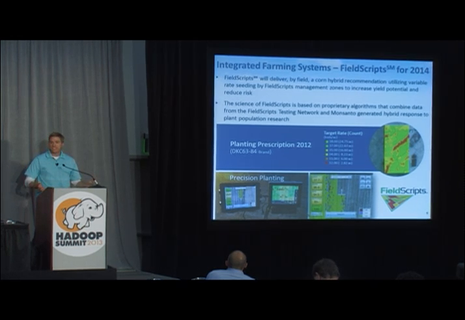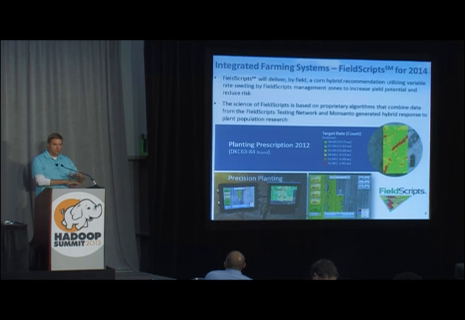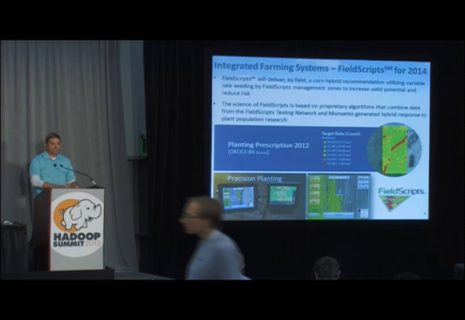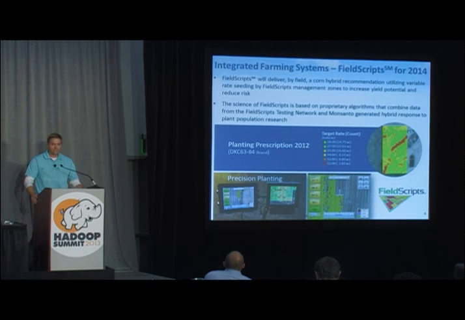Because if you think about a field, it's not uniform. The different soil types and the different elevation all impact the amount of seeds that you can actually plant, and then obviously impact the yield potential.